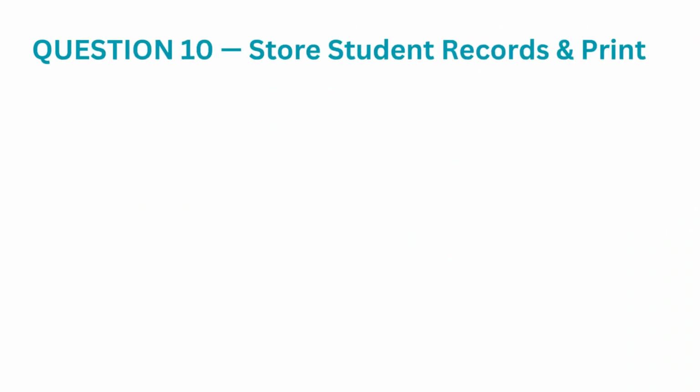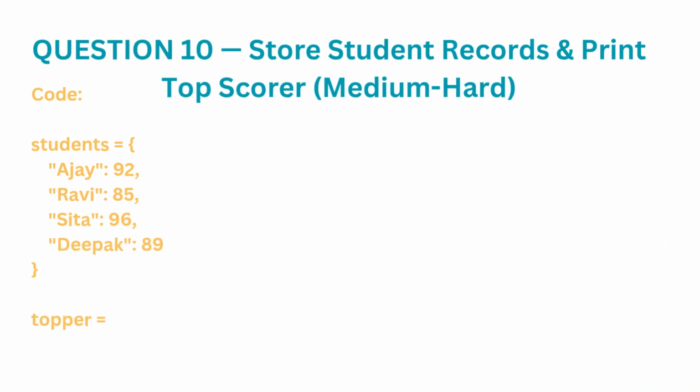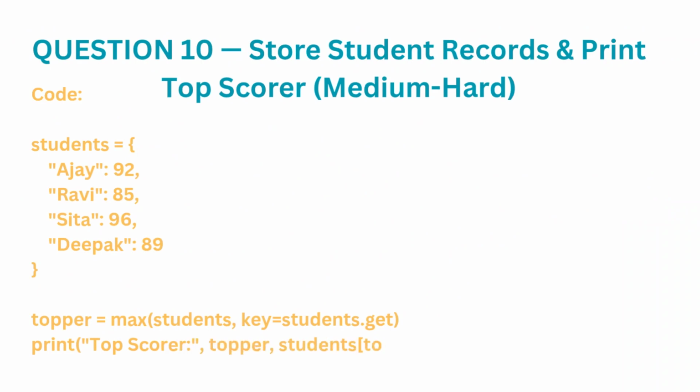And the next question is store student records and print top scorer. This is a real world example using a dictionary to store and compare student marks. For solving this we have to use the max function with key equal to students.get that finds the highest mark. So the code here is a dictionary students with some names and their marks, and the topper should be max of students and key equal to students.get, and that should print the top scorer.